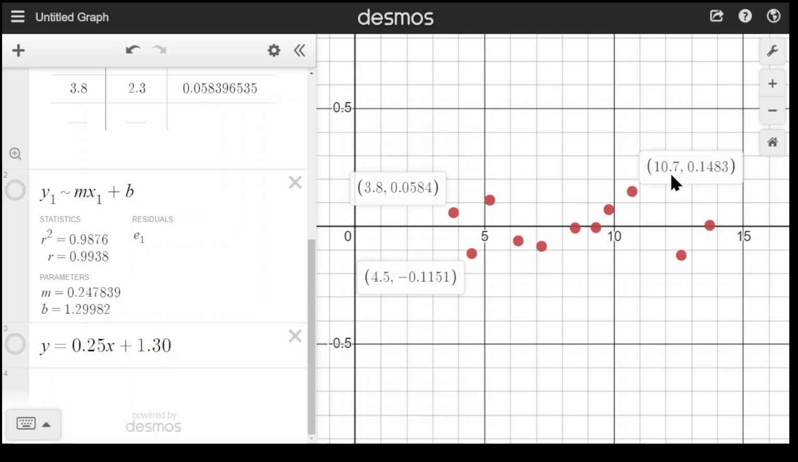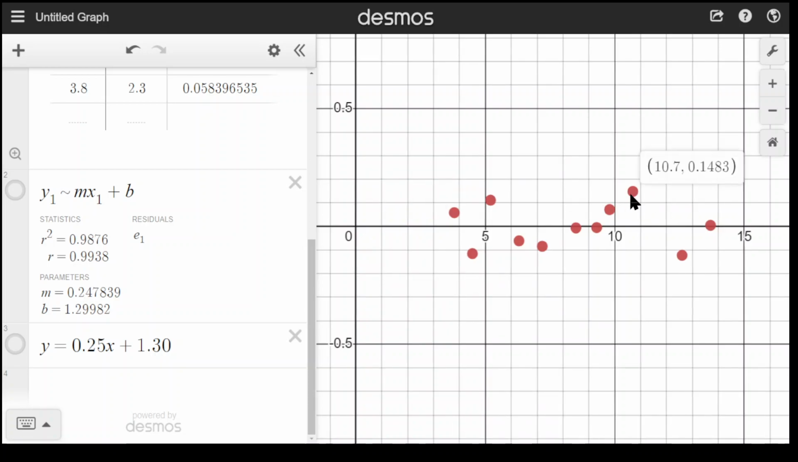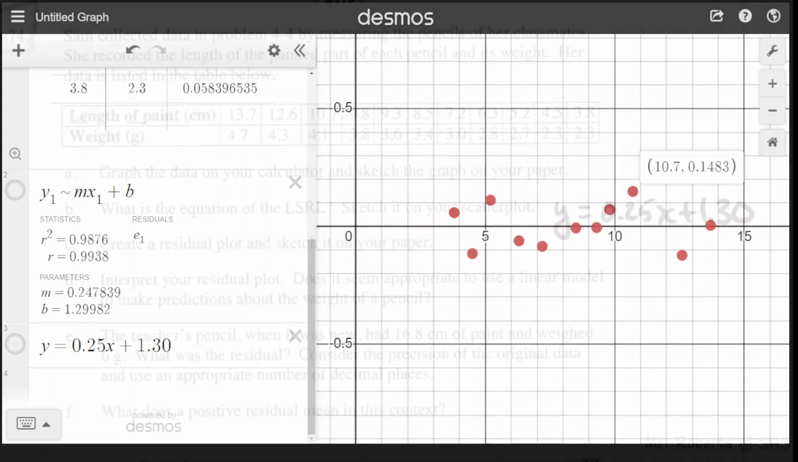Oh, and also this one looks like the biggest residual in the whole data set. This biggest residual is 0.148. And remember, sometimes we like to report back. Oh, maybe this is going to ask me. Let's leave that and go back to the questions, because maybe they're going to ask me that question later.